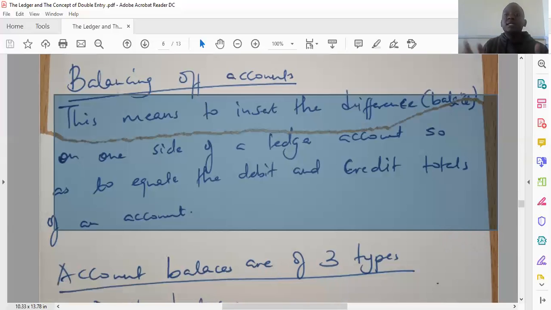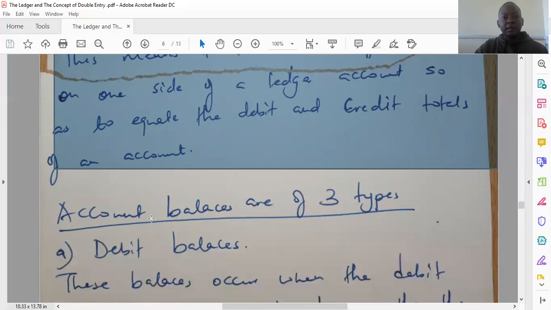The balance is the difference between the two side totals of the account. The difference between the credit total and the debit total of an account is the balance of the account. To balance off an account is to insert this balance or difference on the lower side of the account in order to equate the two totals of the account.